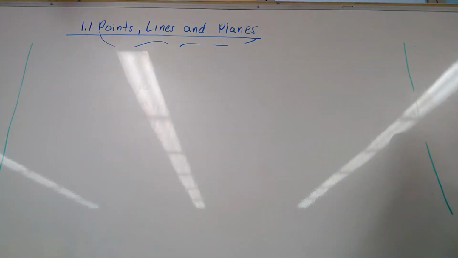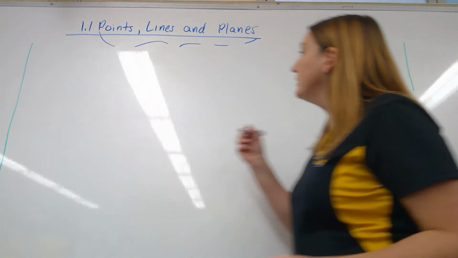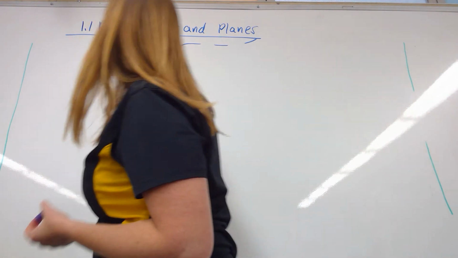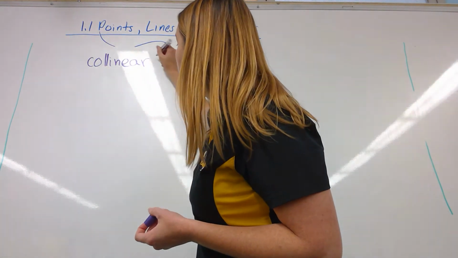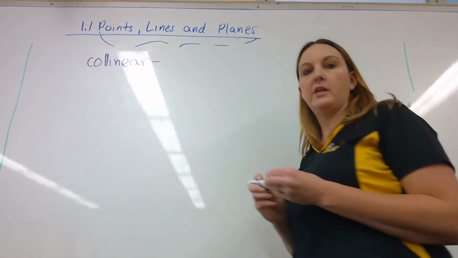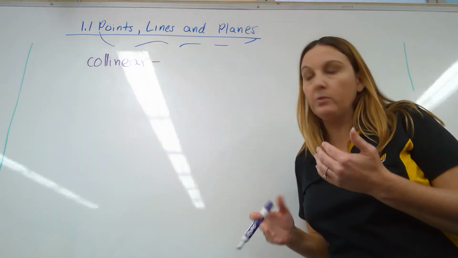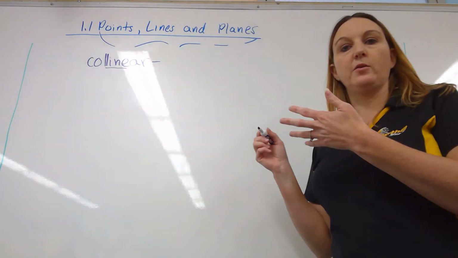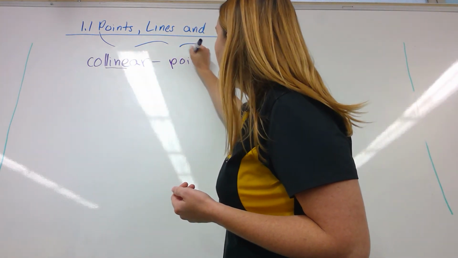The first one of those terms is called collinear. C-O-L-L-I-N-E-A-R. Collinear. You might notice that inside the word collinear is the word line. And that actually tells us a little bit about it. It's any points that are on the same line.